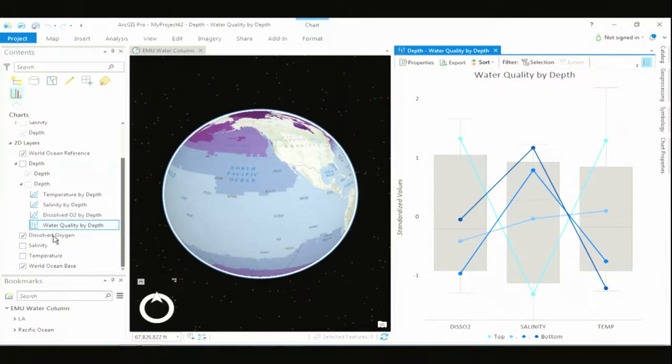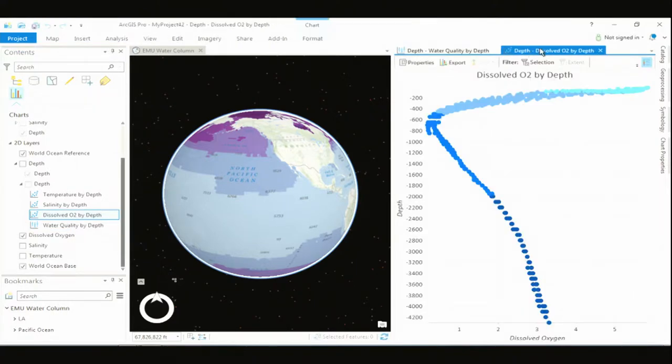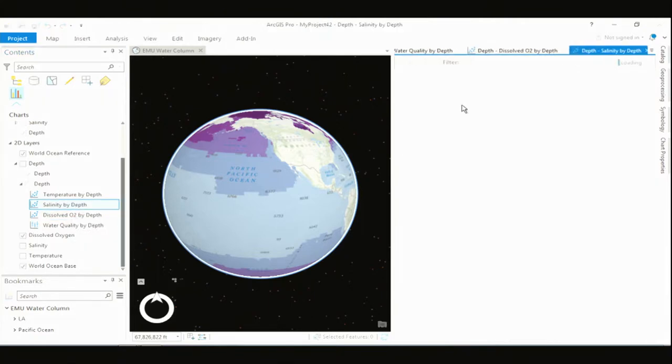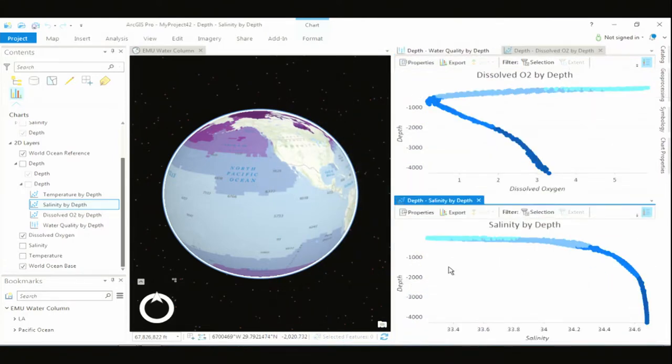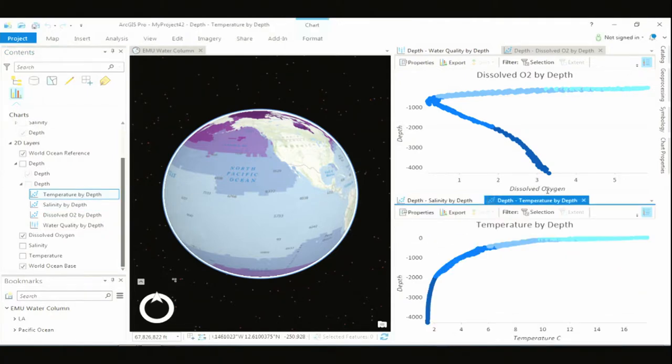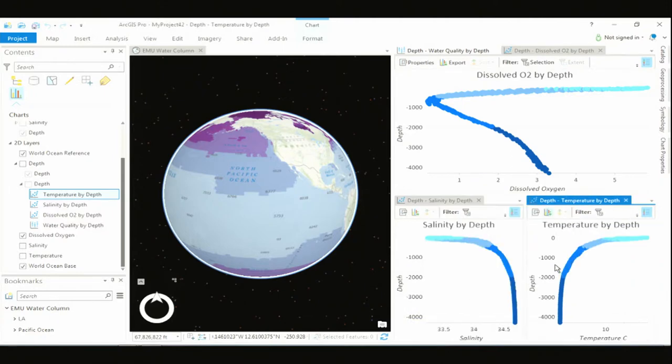So to make that a little bit clearer to see, let's take a look at some scatter plots. Here we have dissolved oxygen by depth. You can see that the highest dissolved oxygen levels are near the surface, but the lowest ones are kind of in the middle. If I take a look at salinity by depth, we can see that relationship that we would expect with the lowest values near the surface, and then the exact opposite for temperature, where we have highest values near the surface.